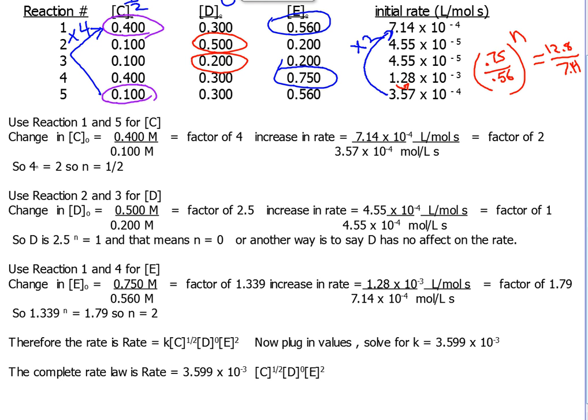So here I am doing 0.75 over 0.56. That's 1.339. Here's the ratio of the rates. That's 1.79. 1.339 does not equal 1.79, so it's not 1 to 1. So 1.339 to some power equals 1.79. Found that n equals 2. If I was your math teacher, which I am not, I would say you've got to do the log, and you could do all this fancy non-base 10 logs.